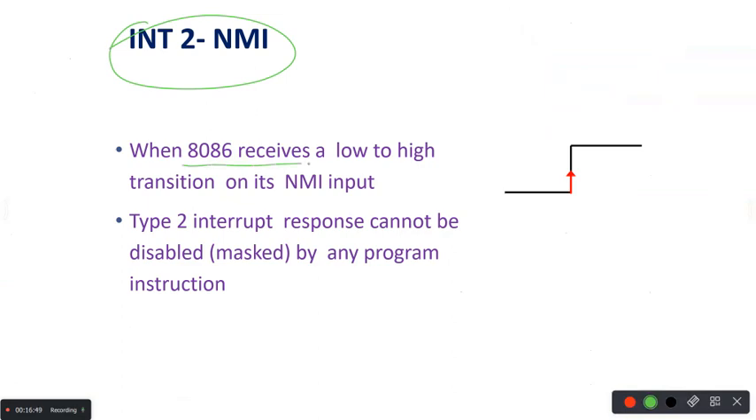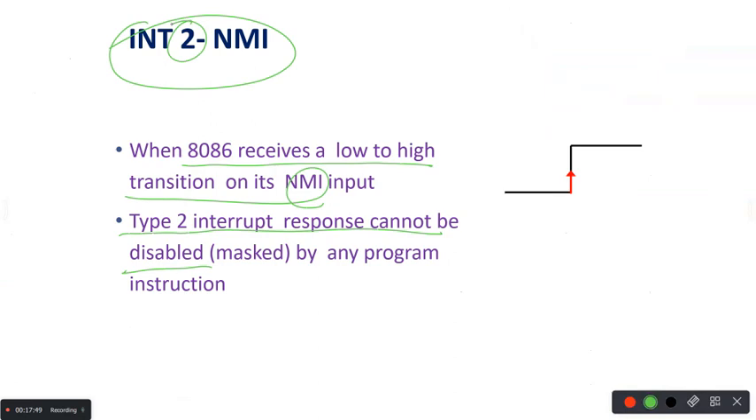See, when the 8086 receives a low to high transition on the NMI input, there is a separate non-maskable interrupt pin in your 8086 microprocessor, which I told you in my previous class. So when it receives a high signal, the type 2 interrupt responds, it cannot be disabled, it cannot be masked by any program or instruction. So interrupt number 2 is for the non-maskable interrupt. You have to obey this interrupt. Whenever a service is requested through the non-maskable interrupt pin, that is interrupt number 2, then whatever interrupt service routine corresponds to interrupt 2 has to be obeyed, has to be executed.